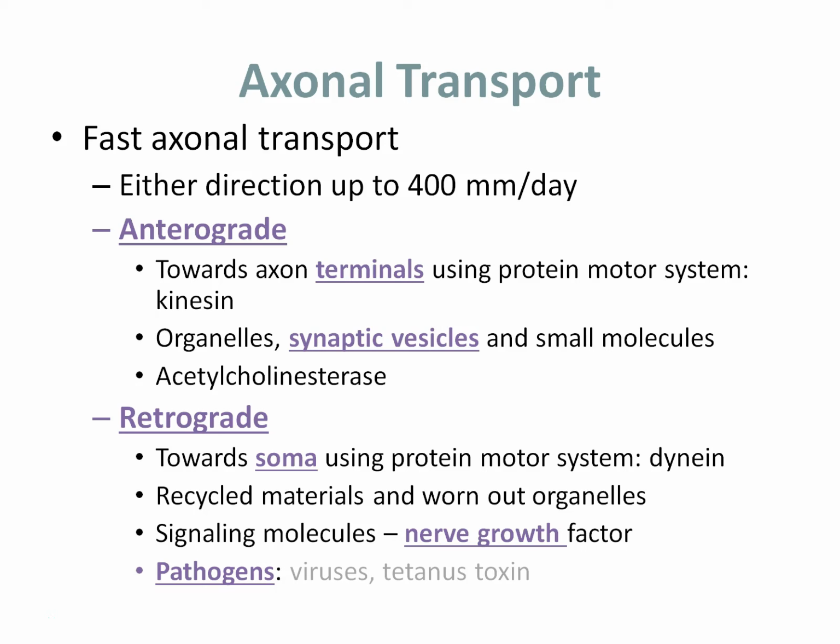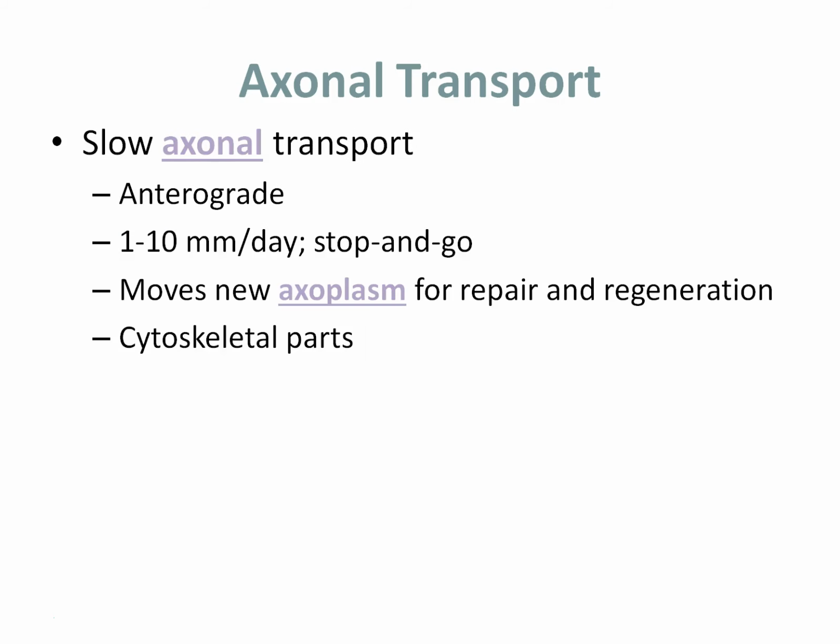Retrograde fast axonal transport is going towards the soma using a protein motor system called dynein. Recycled materials and worn-out organelles are carried on this protein motor system. Some signaling molecules are also carried on these protein motor systems, and pathogens like viruses and the tetanus toxin can move through retrograde fast axonal transport.